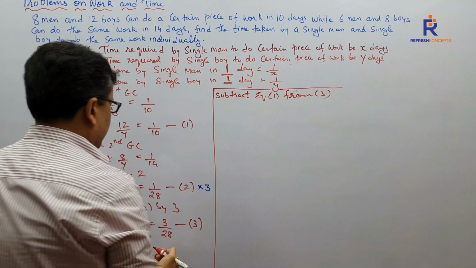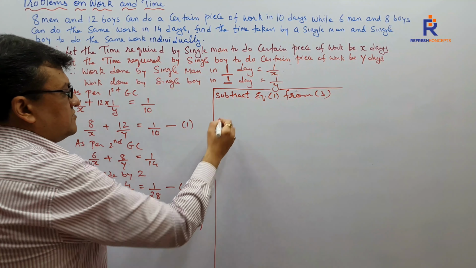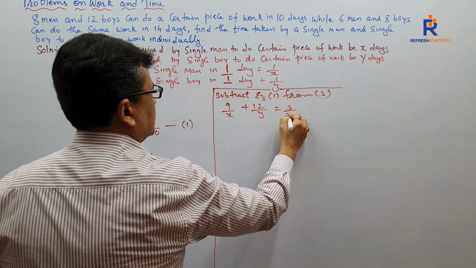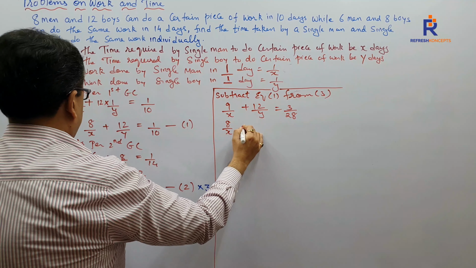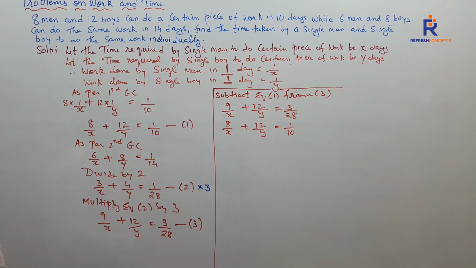When I do so, I'll write down 3 first. 9 by x plus 12 by y is 3 by 28. And here 8 by x plus 12 by y is equal to 1 by 10.